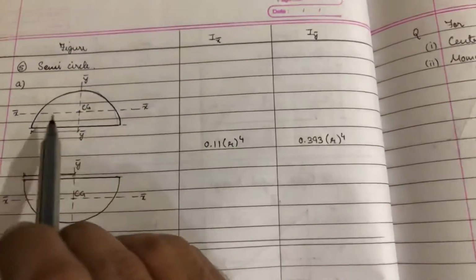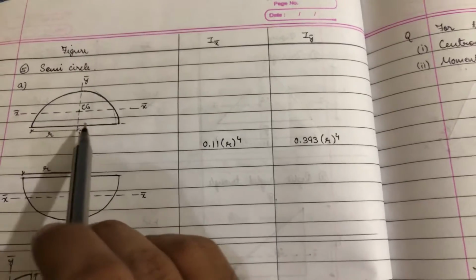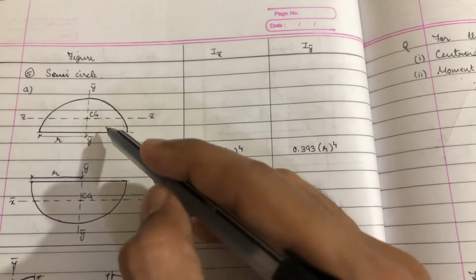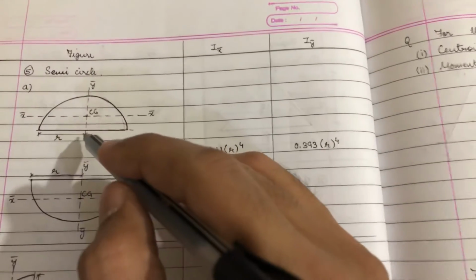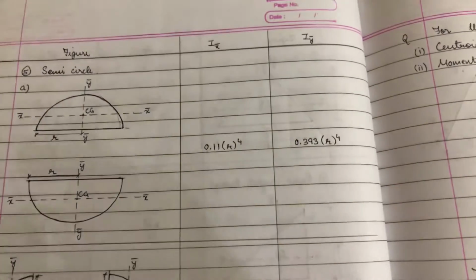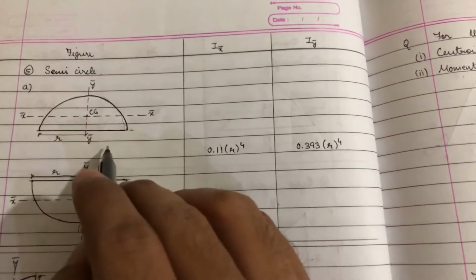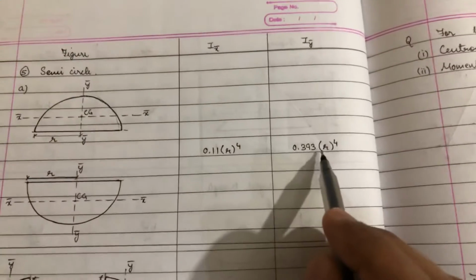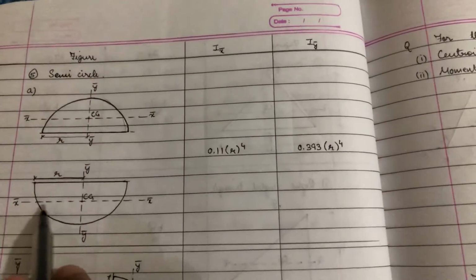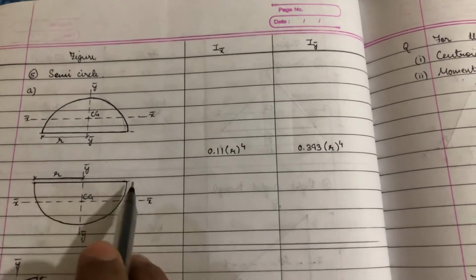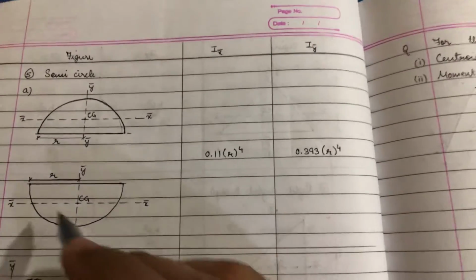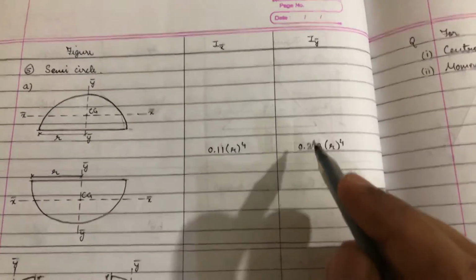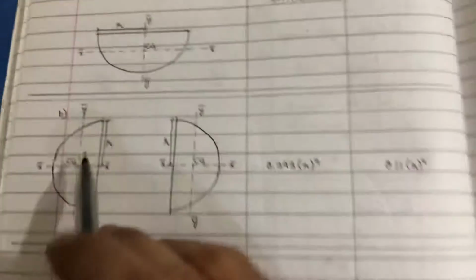You have to see that this X bar should be parallel to this diameter. If X bar is parallel to the diameter, then it will be 0.11, and Y bar is perpendicular, so it will be 0.393. That axis which is parallel to the diameter will be 0.11 and that axis which is perpendicular to the diameter will be 0.393. You can see this X bar is parallel to the diameter, so it is 0.11 and Y bar is perpendicular to the diameter, so it is 0.393 r to the power 4.